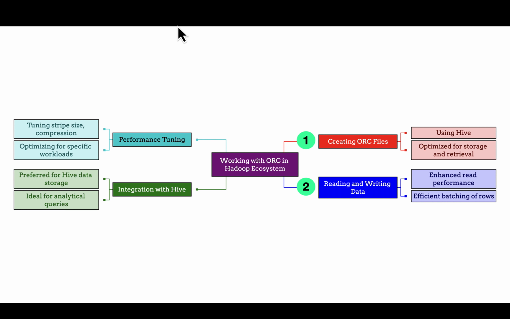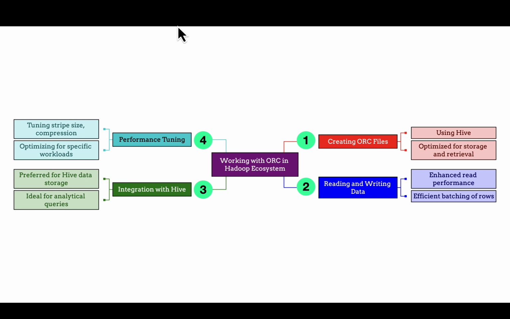2. Reading and writing data. ORC improves read performance, especially for analytical workloads. While writing data, ORC files batch rows of data together, which enhances write performance. 3. Integration with Hive. ORC is highly integrated with Hive and is the preferred choice for storing Hive data, especially for tables that are used in analytical queries.